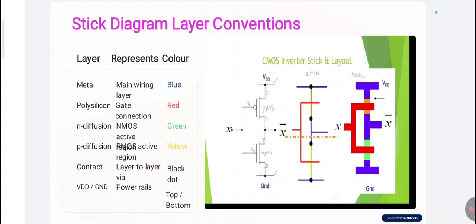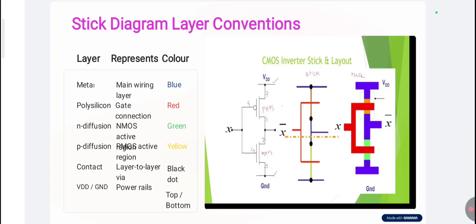So we will be using different colors for representing our layers in the stick diagram, which is given by the stick diagram layer conventions. These are the different layers we are going to use in the CMOS layout design, and the representations of those layers, and the colors we will use for drawing the stick diagrams, are given here. The metal layer is the main wiring layer for routing purposes. So it is mostly represented with the color blue.